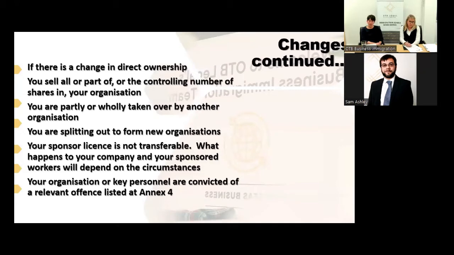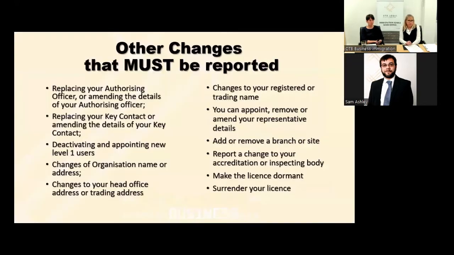It goes without saying that if the sponsor is an organisation, or if any of the key personnel are convicted of certain criminal offences, that also needs to be reported fairly quickly. They're listed in Annex 4, but typically these are immigration related offences. So convicted of knowingly employing illegal workers, for example.